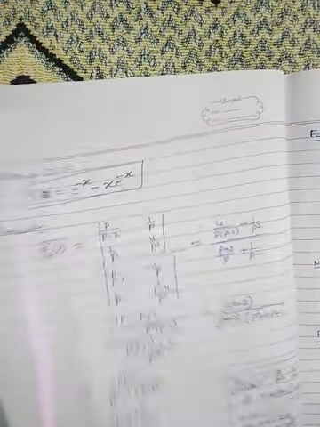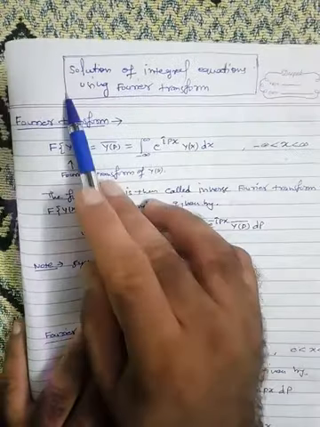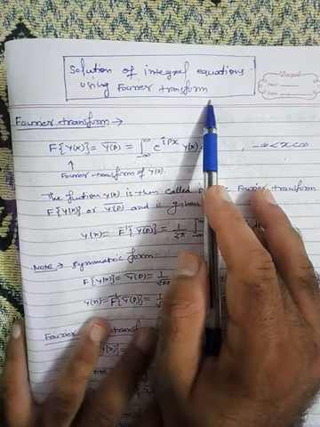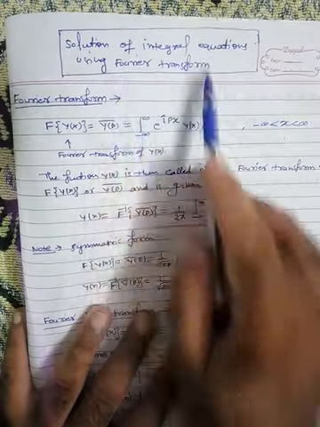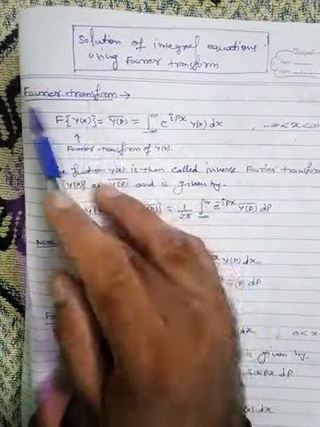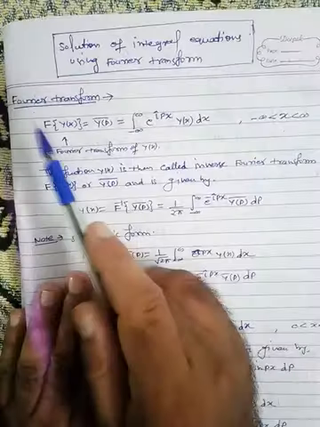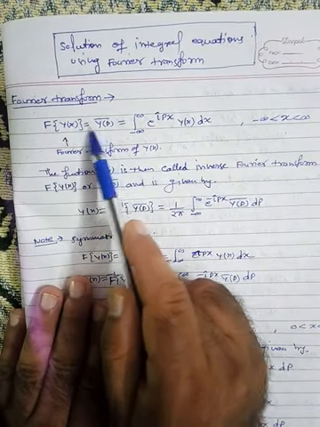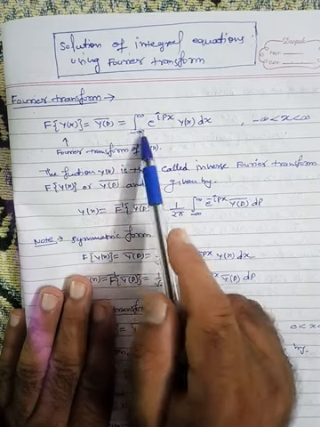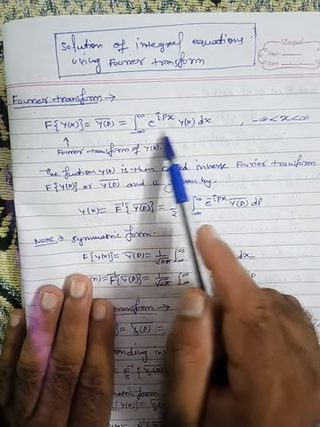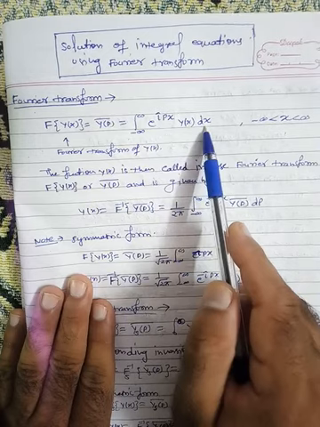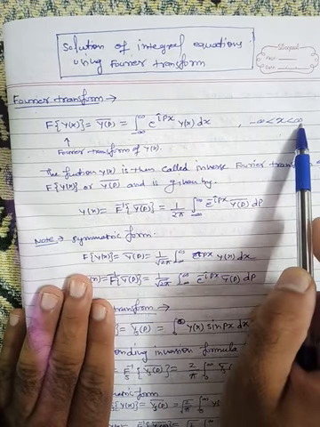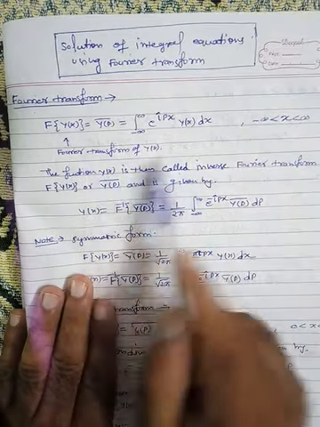Now we have to apply Fourier transform to solve integral equations. So here is the solution of integral equations using Fourier transform. Just like Laplace transform, we can also apply Fourier transform to solve the integral equations. So what is the Fourier transform? Fourier transform of y(x) is denoted by y(p) bar, and this is equal to the integral from minus infinity to infinity of e raised to the power ipx times y(x) dx, where x varies from minus infinity to infinity. This is the Fourier transform of y(x).